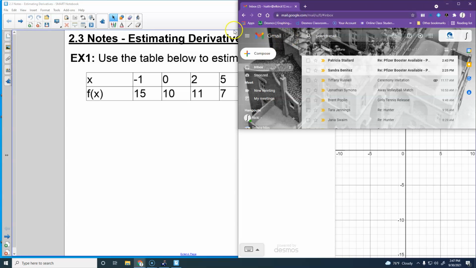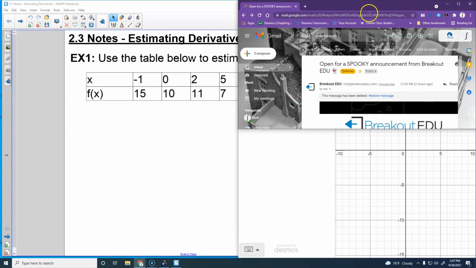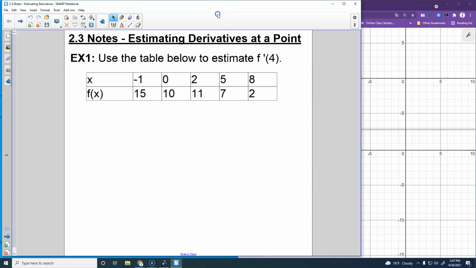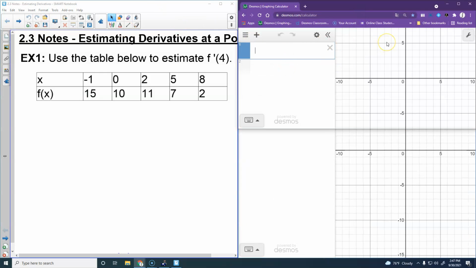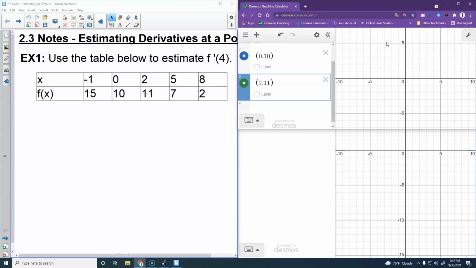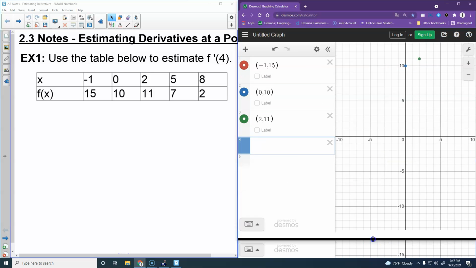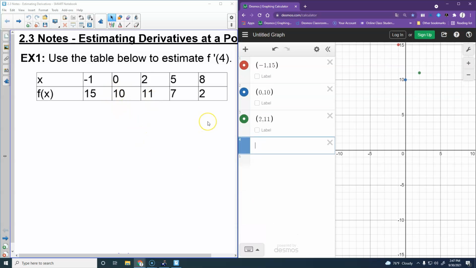Let's see. What have we done here? There we go. Okay. All right, so just really quick, I'm going to graph these points.